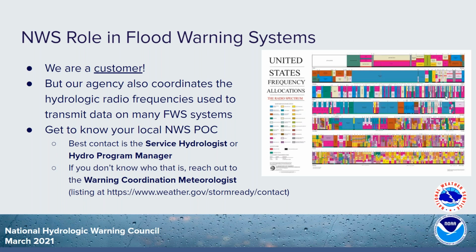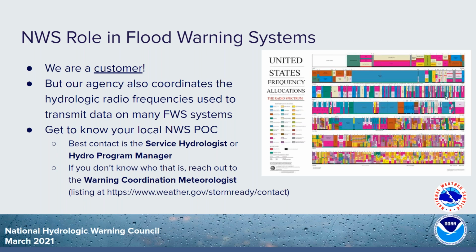So if you have a flood warning system already or you're thinking about starting one, it really pays to get to know your local National Weather Service point of contact. The best contact at your local office is the service hydrologist or the hydro program manager, because not every office has a service hydrologist. Now, with that said, there used to be a website that listed all the service hydrologists in the country. That website didn't get updated for a long time, and now I can't even find it. So therefore, there is a map that shows every warning coordination meteorologist in the country.